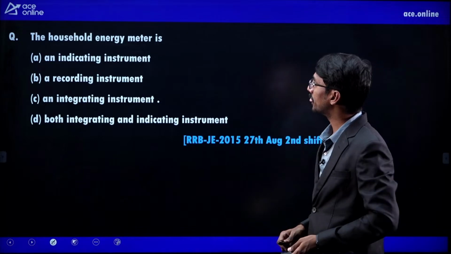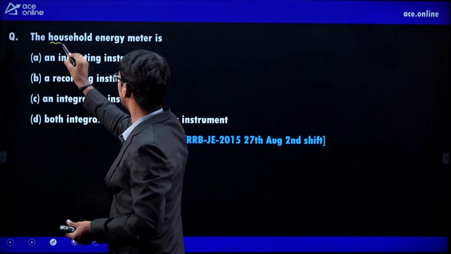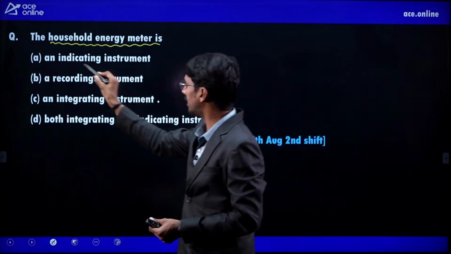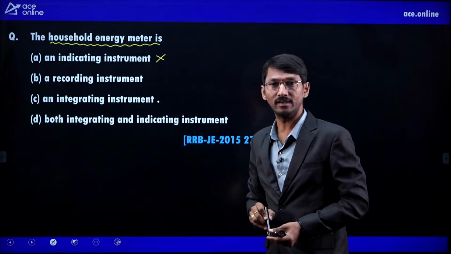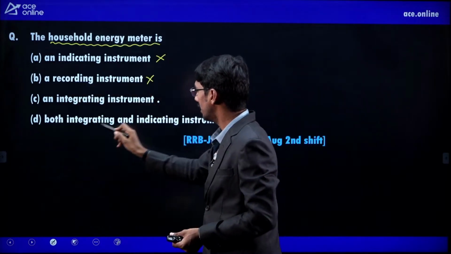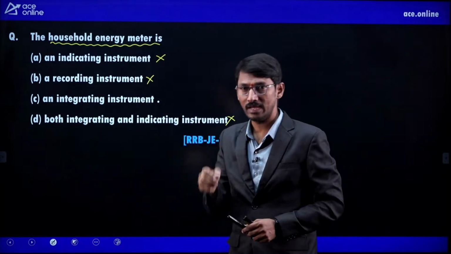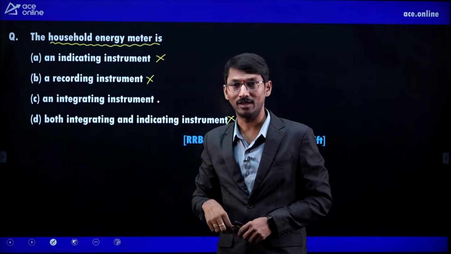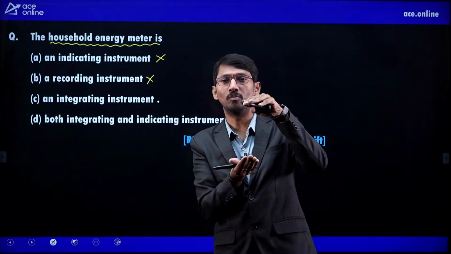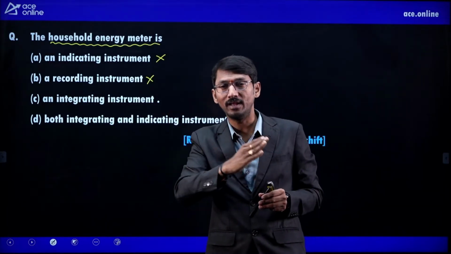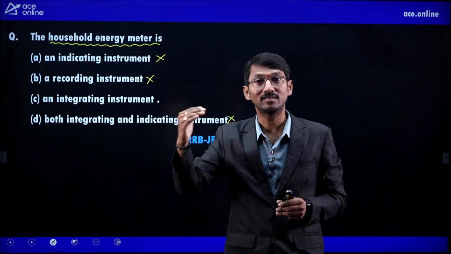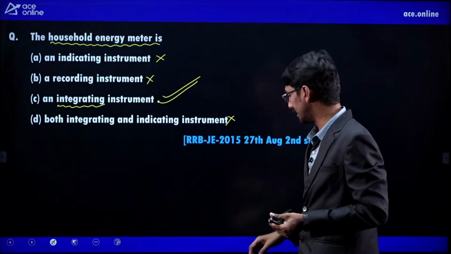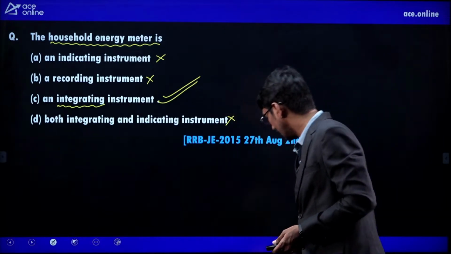Clear? Right. Next one. The household energy meter, whatever the energy meter we are using in our home, which type? Sir, indicating instrument. No, energy meter does not come under indicating category. Recording instrument. No. Both integrating and indicating. No. Indicating means at a particular instant of time. Recording means it has to record all the values just like on the graph paper, etc. But does it do? No. Simply over a period of 1 month, how much energy we utilize, how much amount we have to pay, nothing but cumulative summation of energy utilized over a period of 30 days. That is why it is coming under cumulative summation, nothing but integration. Therefore, energy meter is example for integrating type. Okay, very good. Yes, people are giving the answer.